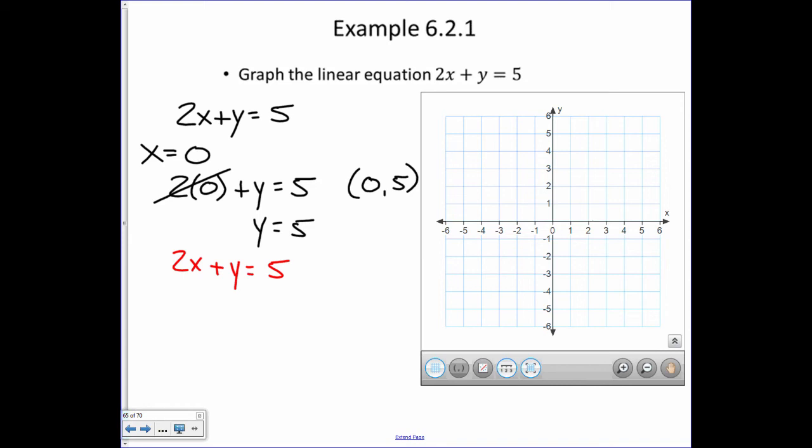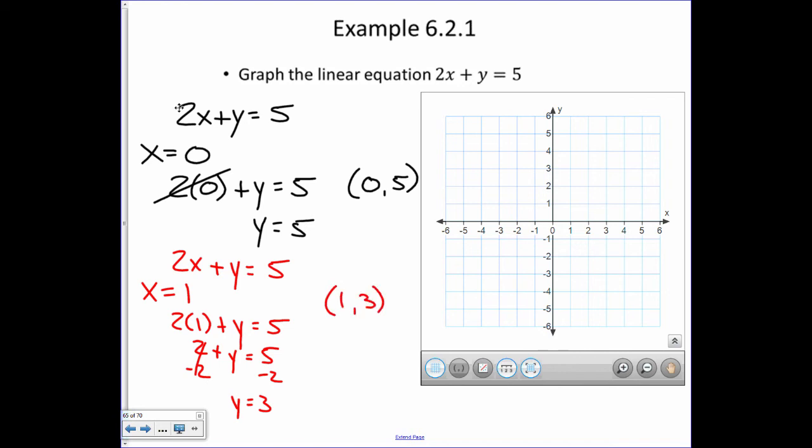Although 0 is usually the easiest one to start with, the next one's somewhat up to you. But I would suggest to use 1. And so let's let x be equal to 1. Now we get 2 times 1 plus y is equal to 5. Well, 2 times 1 is 2. If we subtract 2 from both sides, you get y equals 3. And so our next point is (1, 3). x equals 1, y equals 3.